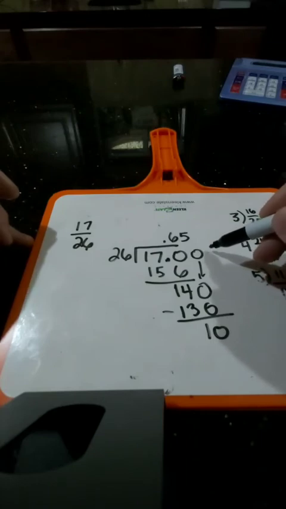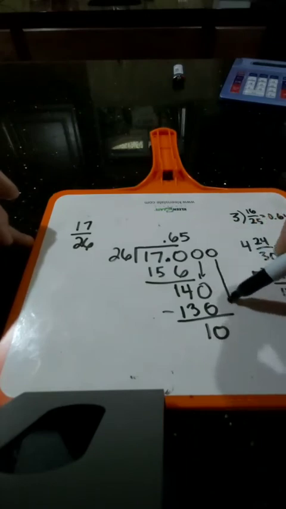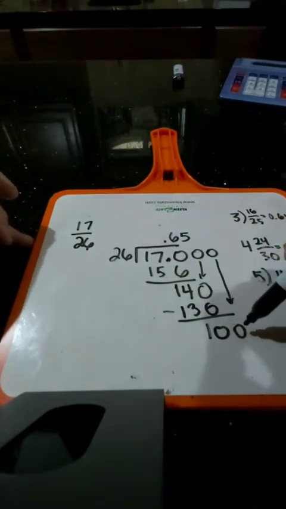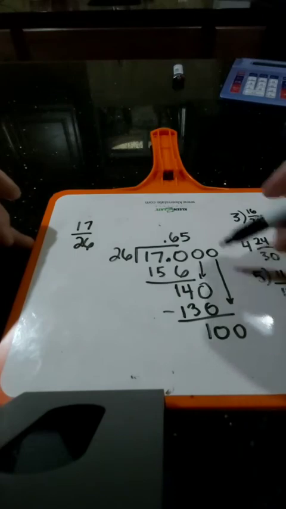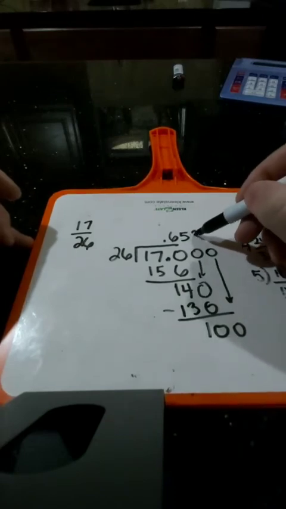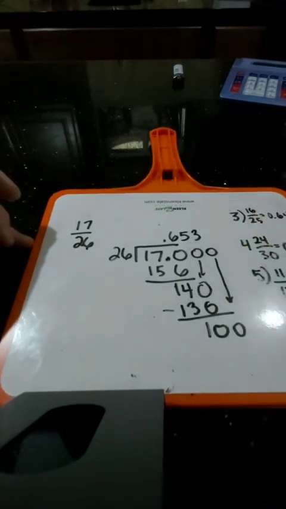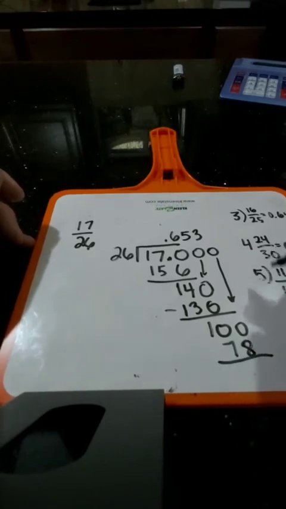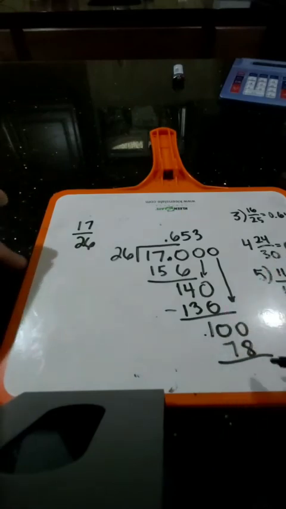All right. We're going to add one more 0. 26 into 100. Well, I know that 26 times 4 is over 100. Okay, so I'm going to say 3. So 26 times 3 equals 78. And that's actually where we're going to stop. All right. So 100 minus 78 gives us 22.